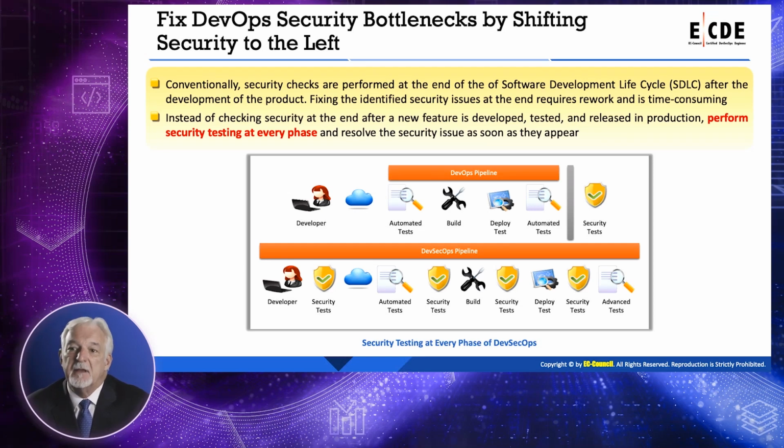Instead of checking security at the end, after every new feature is developed or an application in and of itself is released in production, we want to perform security testing at every phase and resolve security issues as soon as they appear. So down below you see security testing at every phase instead of just at the end of the standard DevOps pipeline. We're going to introduce things earlier with developers, insert security tests, automated tests, security tests with builds and deploys, and advanced testing once we have things up in the production environment and running.